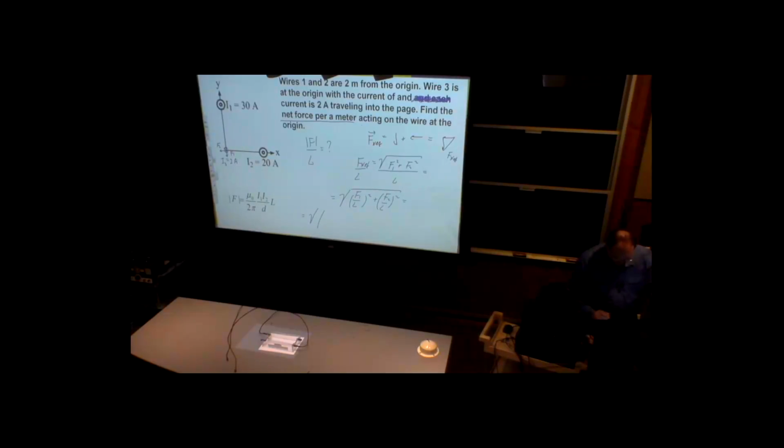The first wire: 4 pi times 10 to the negative 7 times 30 times 2 divided by 2 times pi times the distance. What's the distance? 2. Yeah, I remember that. And now 4 pi times 10 to the negative 7 times 20 times 2, same current number 3, over 2 pi times 2, squared, square root.